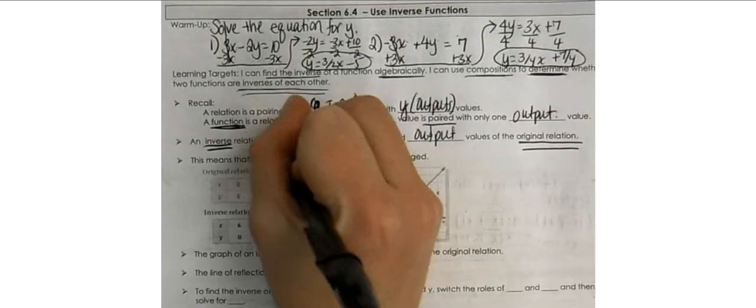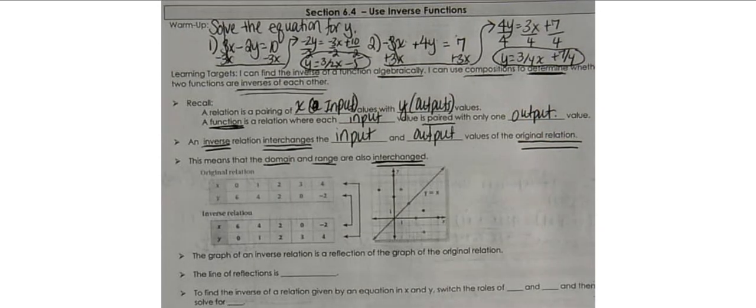Now, an inverse relation. If you think about inverse, a lot of people think of the word reverse, and we're essentially doing the exact same thing. An inverse relation interchanges or switches or reverses the domain and range, or the input and output values, of the original relation. So what that means is that the domain and the range interchange. I'm going to give you a bunch of ordered pairs, and in order for you to identify the inverse relation, all you have to do is switch x and y. That is it.